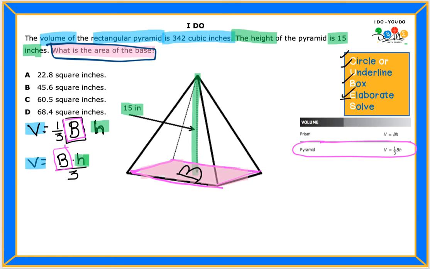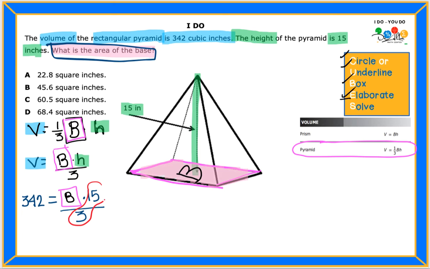See? Okay, now let's see if we can start doing substitution. So instead of having the variables, we're going to start plugging in our numbers. The volume is given, so instead of this V, we can write 342. The area of the base is actually what we're looking for, so it's just going to stay like that. The height is given as 15, so I'm going to write times 15, and then we have a 3. Great. We can simplify if possible.